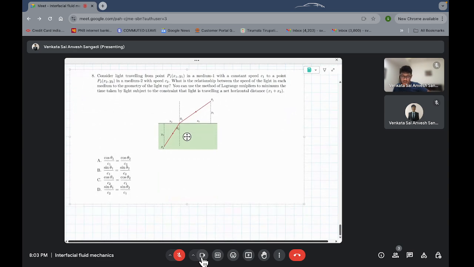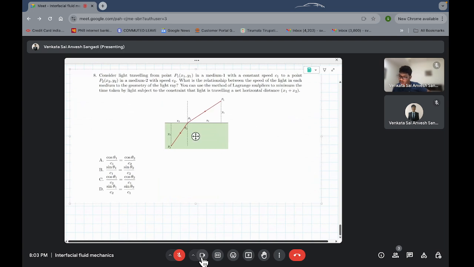So this is a question. Consider light traveling from point P1 in medium 1 with the constant speed c1. Here it's saying it's moving at c1 in medium 1, and to a point P2 in medium 2 with speed c2. So what is the relationship between the speed of the light in each medium to the geometry of the light ray?